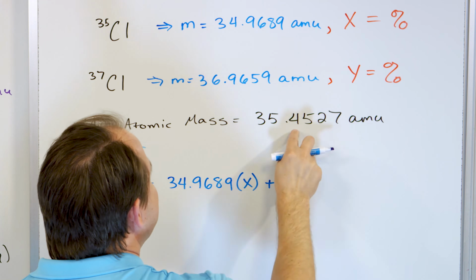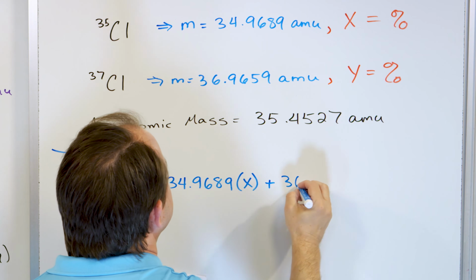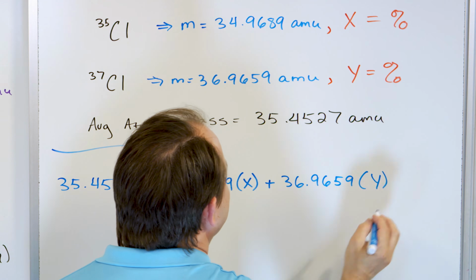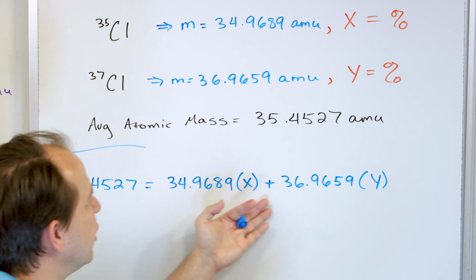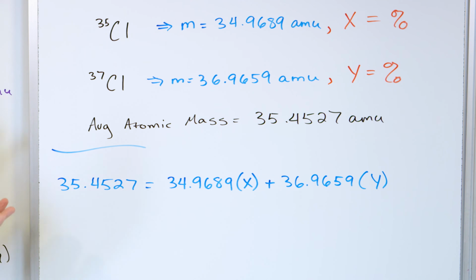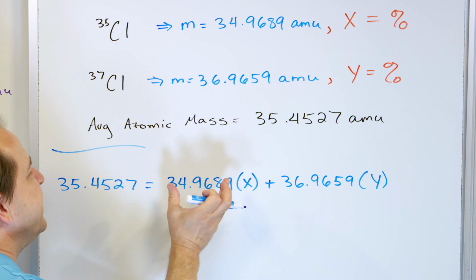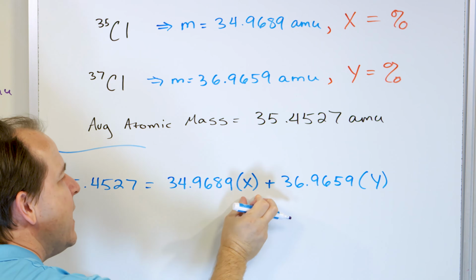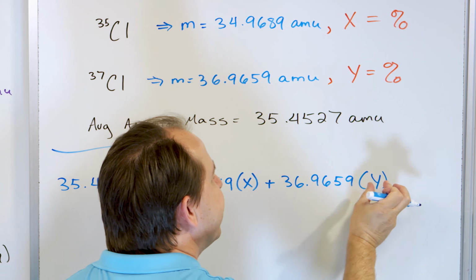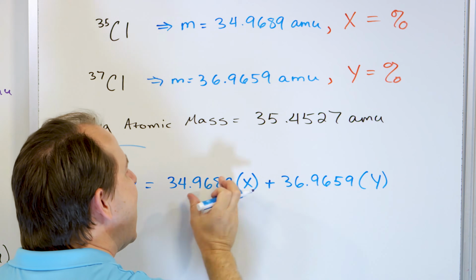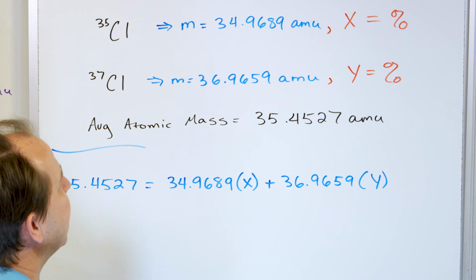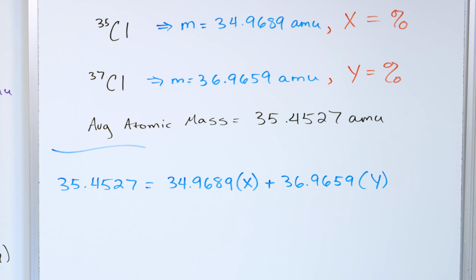And then we're going to add to that this mass right here, 36.9659, and this is Y, percentage abundant. Would you agree that this equation correctly describes the situation? You have some mass of an isotope multiplied by whatever percent abundance it has, and you have another isotope with whatever percent abundance it has, and once you multiply and add these, it should equal the average atomic mass of chlorine, assuming these are the only 2 isotopes of chlorine, which is what our problem is saying.